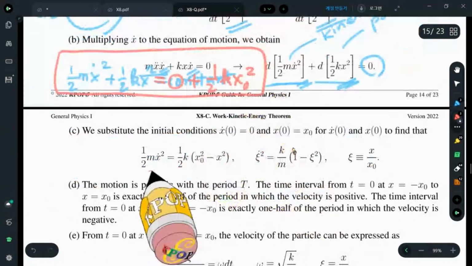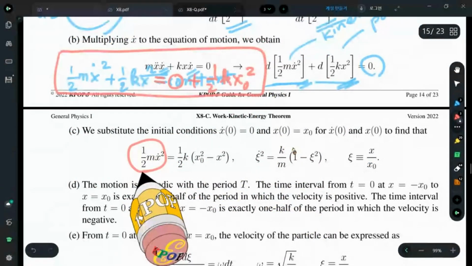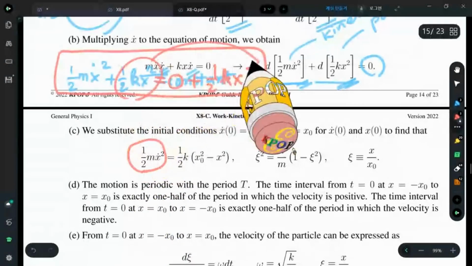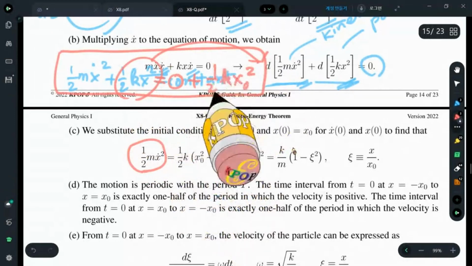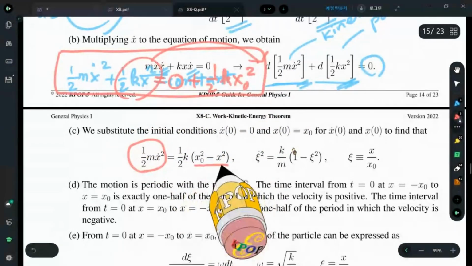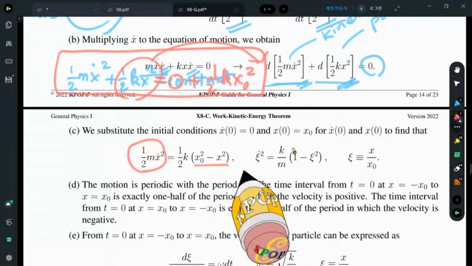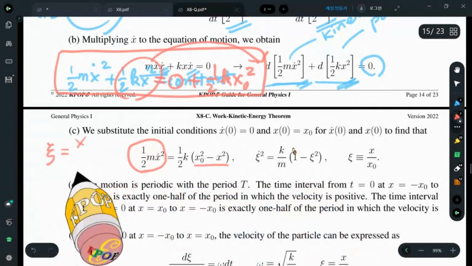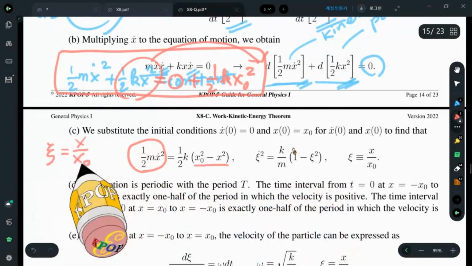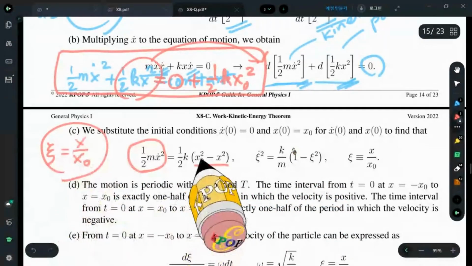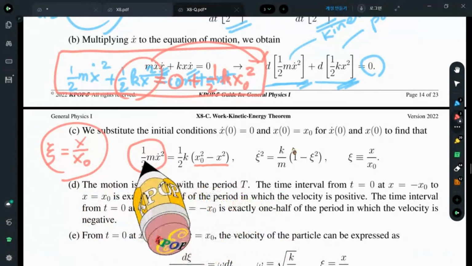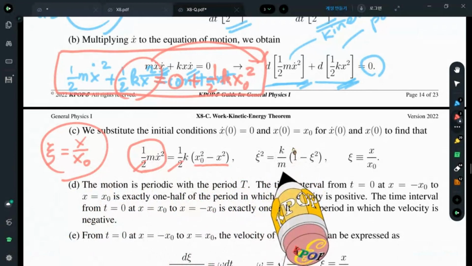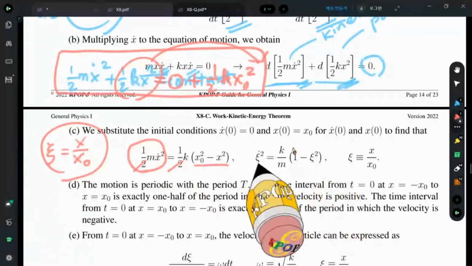From this identity, I can find the kinetic energy of this particle at any position. If we move this to the right-hand side, it is 1/2 k times x0 squared minus x squared. Now we change the variable. We introduce c, which is x over x0, a single variable. In that case the 1/2 cancels, and the mass is divided, so we have k over m and 1 minus c squared.